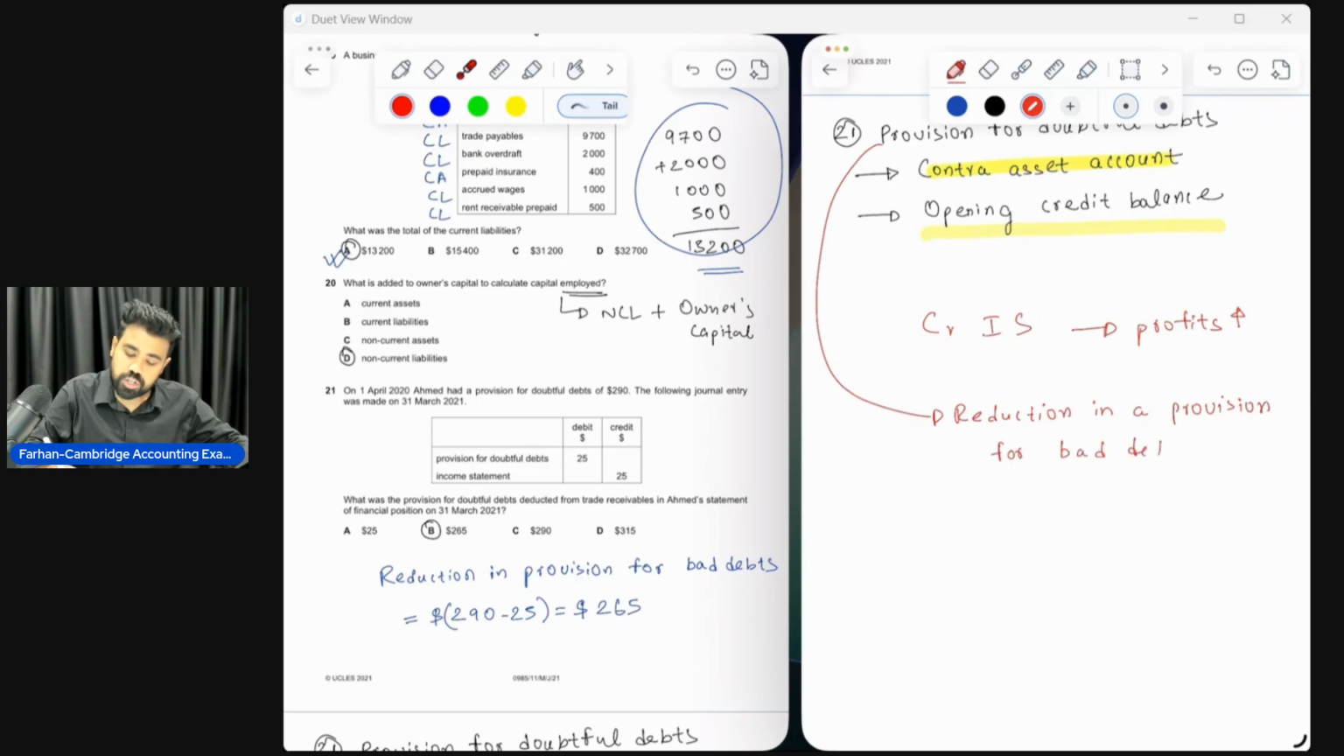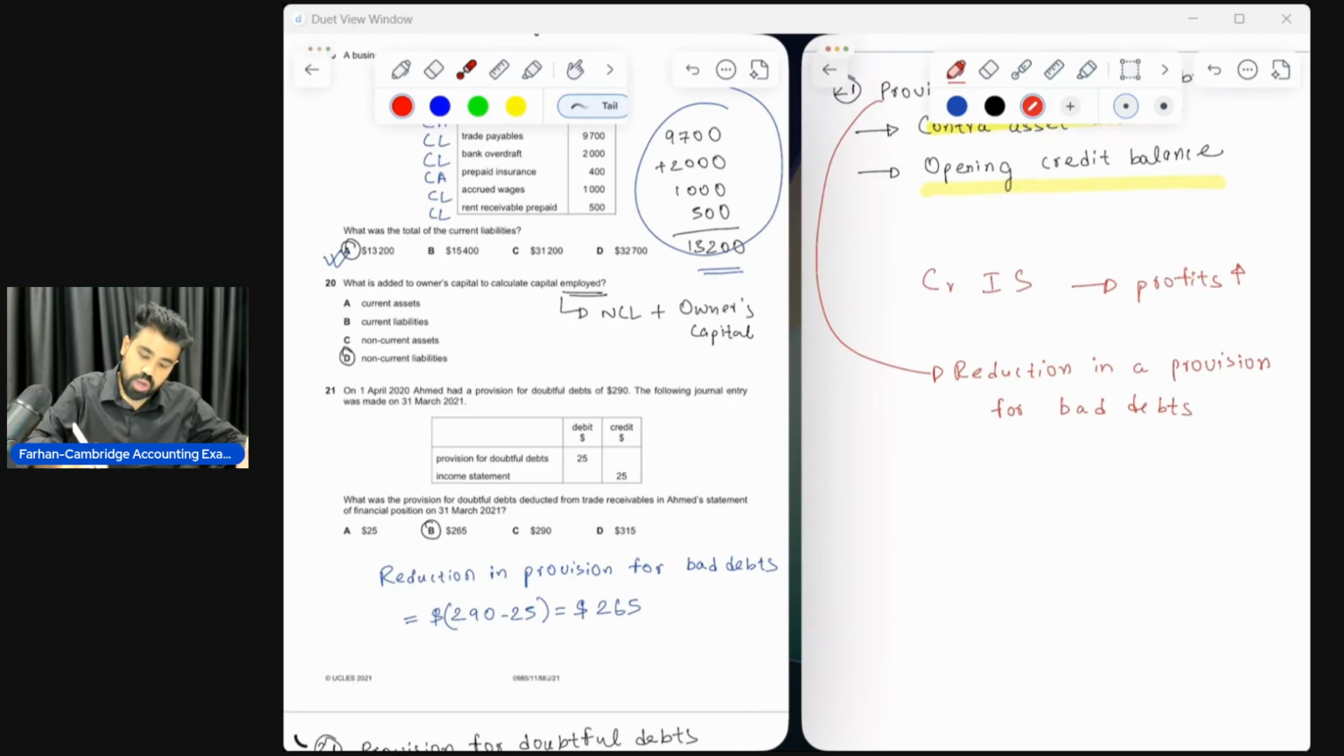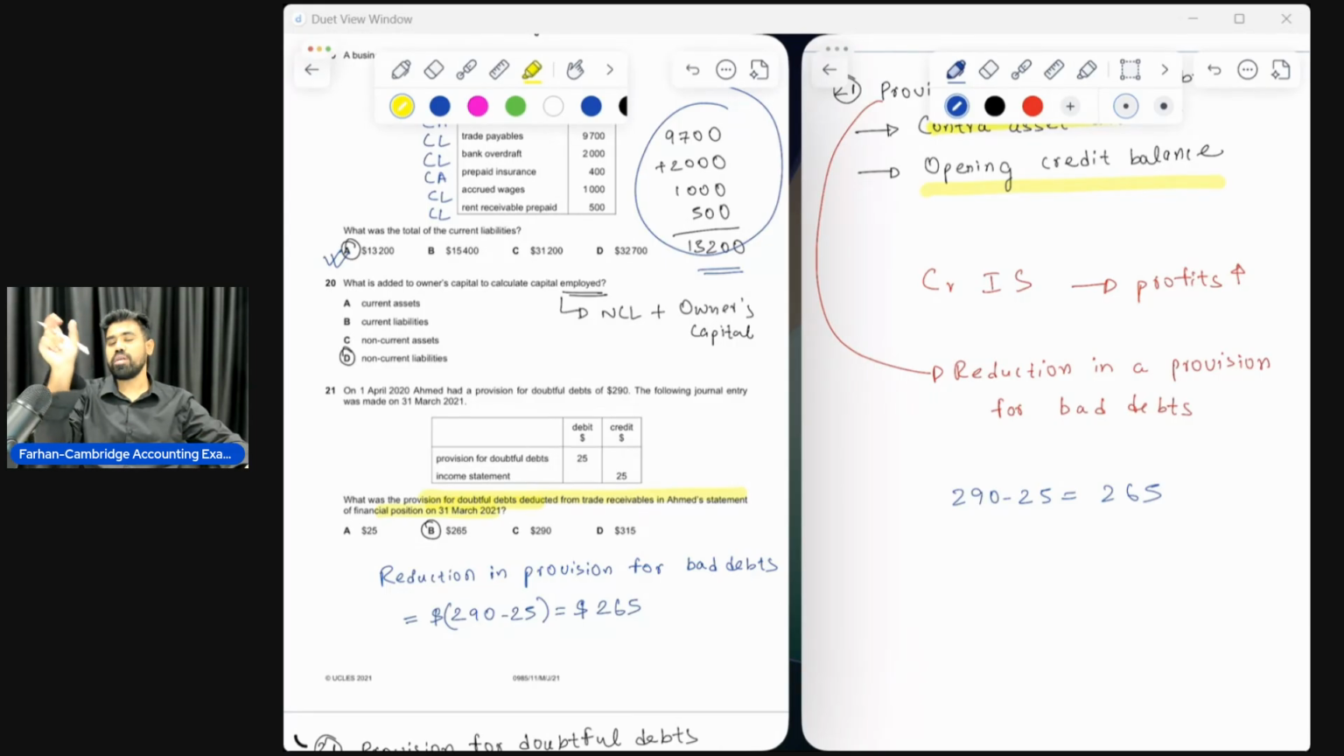So because there is a reduction, it is a good thing. It is increasing your profits, and that is why the income statement is credited. So you started with a balance of 290, and now that balance of 290 would be reduced by 25, obviously, and that will give us 265 as the final balance available for the provision for doubtful debts, valid at the end of the year on 31 March 2021, which we'll be including in the balance sheet or the statement of financial position when we show the trade receivables at gross amount less the provision for doubtful debts of 265. Okay. All right.